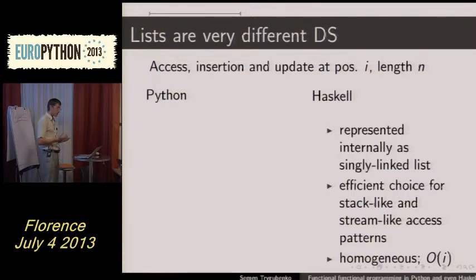So it's a data structure that's suitable for particular access patterns, for example, stack-like or stream-like traversal. And importantly, Haskell lists are homogeneous, so you can't store in a list a string and a number, whereas in Python we know they're heterogeneous. So does anyone know how lists are implemented in Python underneath?